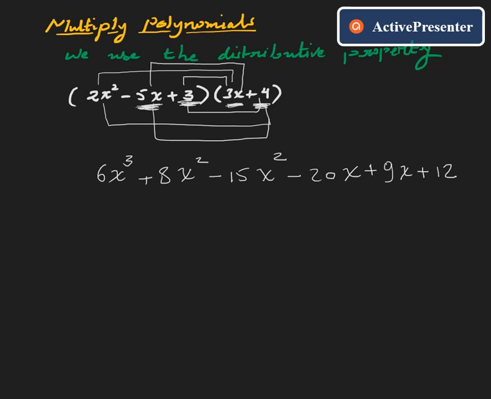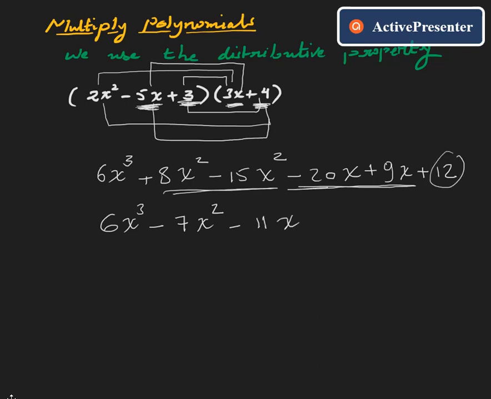Now we add like terms. We have x cubed, and we don't have any other x cubed, but we have here x squared and here x squared, so they are like terms. Completing our answer: 6x cubed minus 7x squared. Now minus 20x and plus 9x are like terms, so that is minus 11x, and 12 is alone, so we write it as it is, plus 12. Now we performed the multiplication.